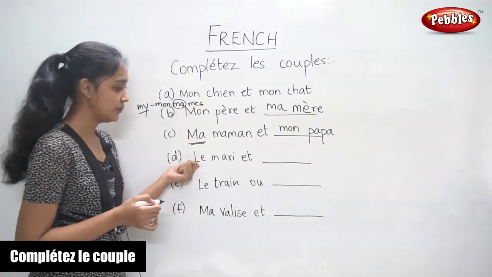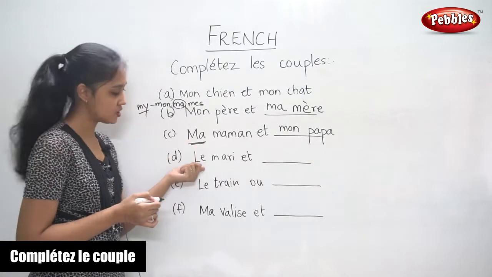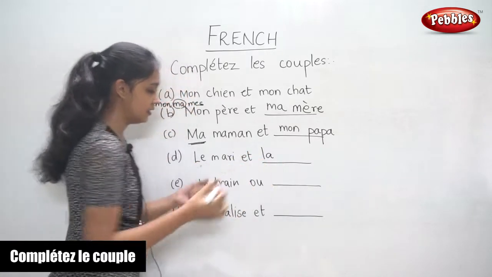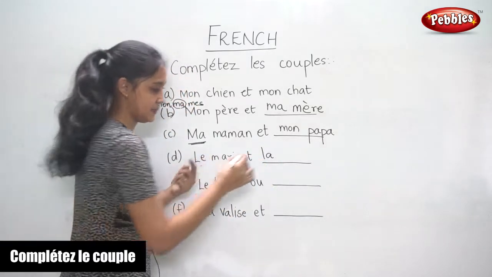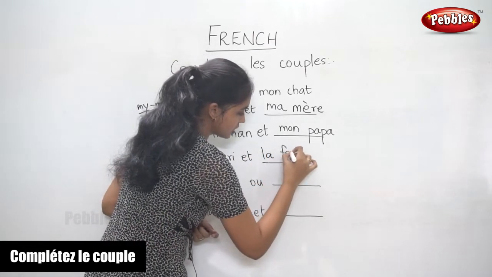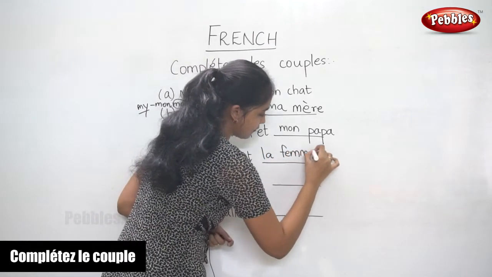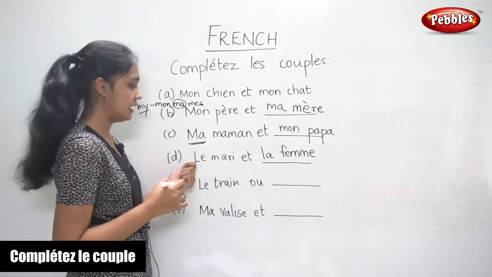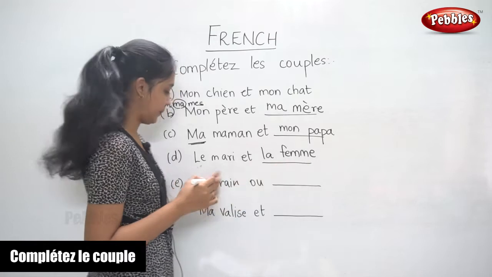Now the next one, la Marie. So here la is used. So we need to write la. Marie is husband. So the word here would be femme. La Marie et la femme.